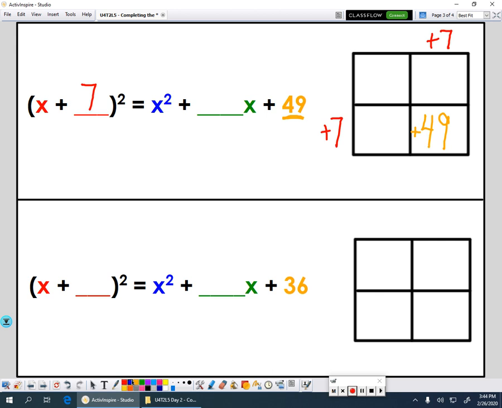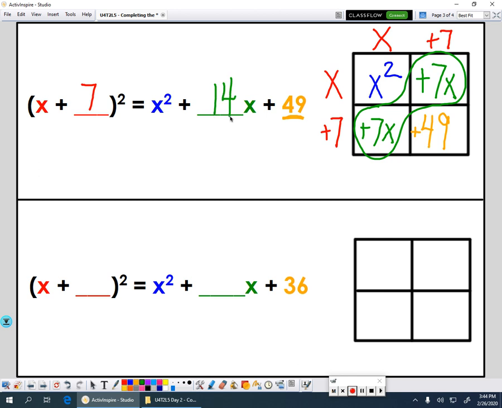We can go back and fill in the rest of our box. Oops, I forgot my x's here. So we have x plus 7, x plus 7. X times x is going to give me x squared. We know that x times 7 is going to give me 7x. This x times 7 will give me 7x. And then to figure out my middle term, we add those two together, and we get 14. Go back to your pattern. Remember, this term is half of our middle term, and if we square this term, we get our ending term.